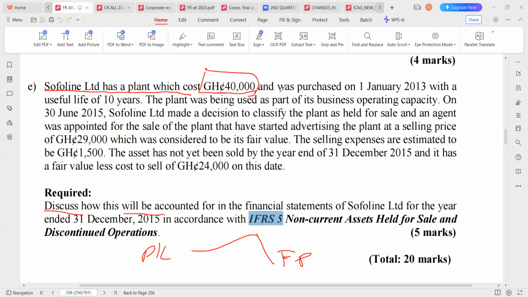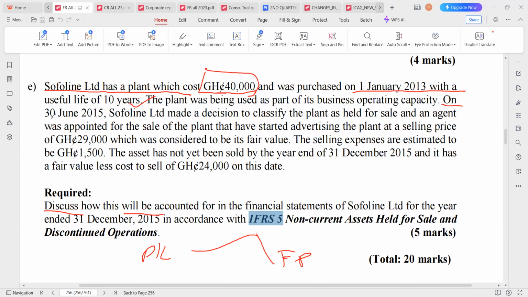The cost of the asset is 40,000 and it was purchased on 1st January 2013. The useful life of the asset is 10 years. So what's the depreciation per year? 4,000. Good. That's all, unless there's scrap value. That's 4,000 per year. The plant was being used as part of business operating capacity.